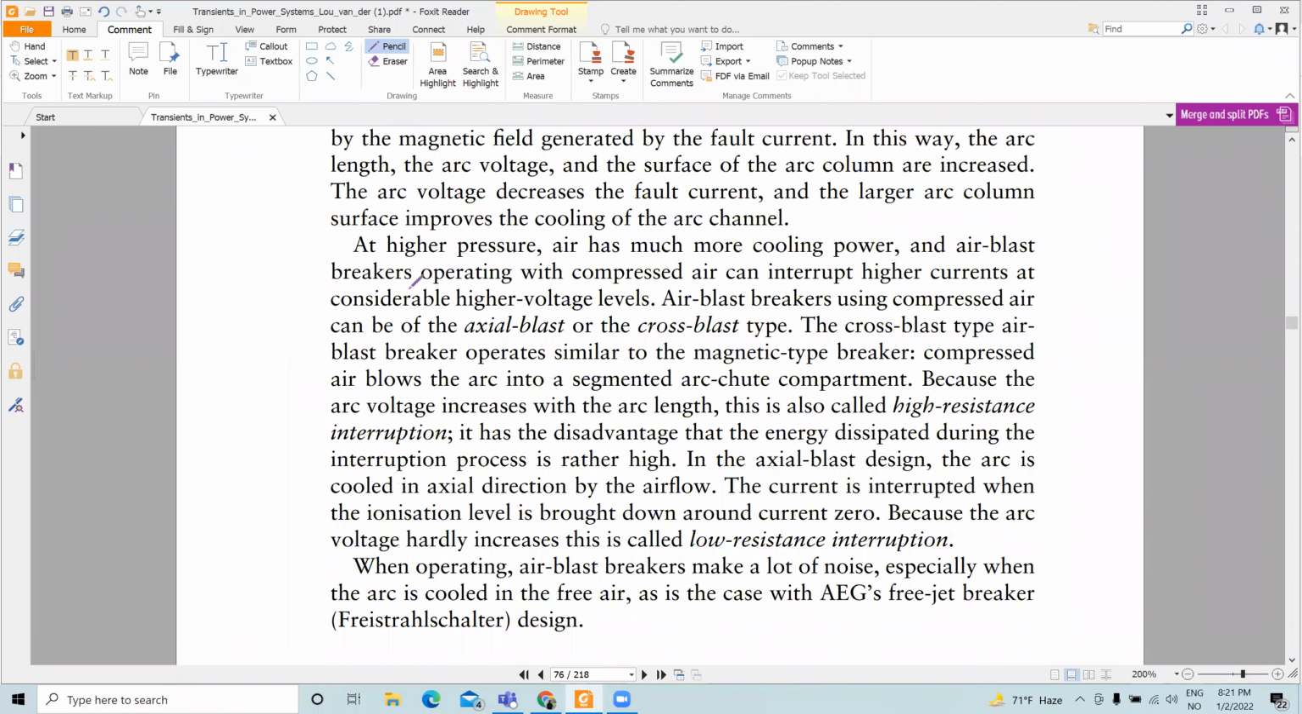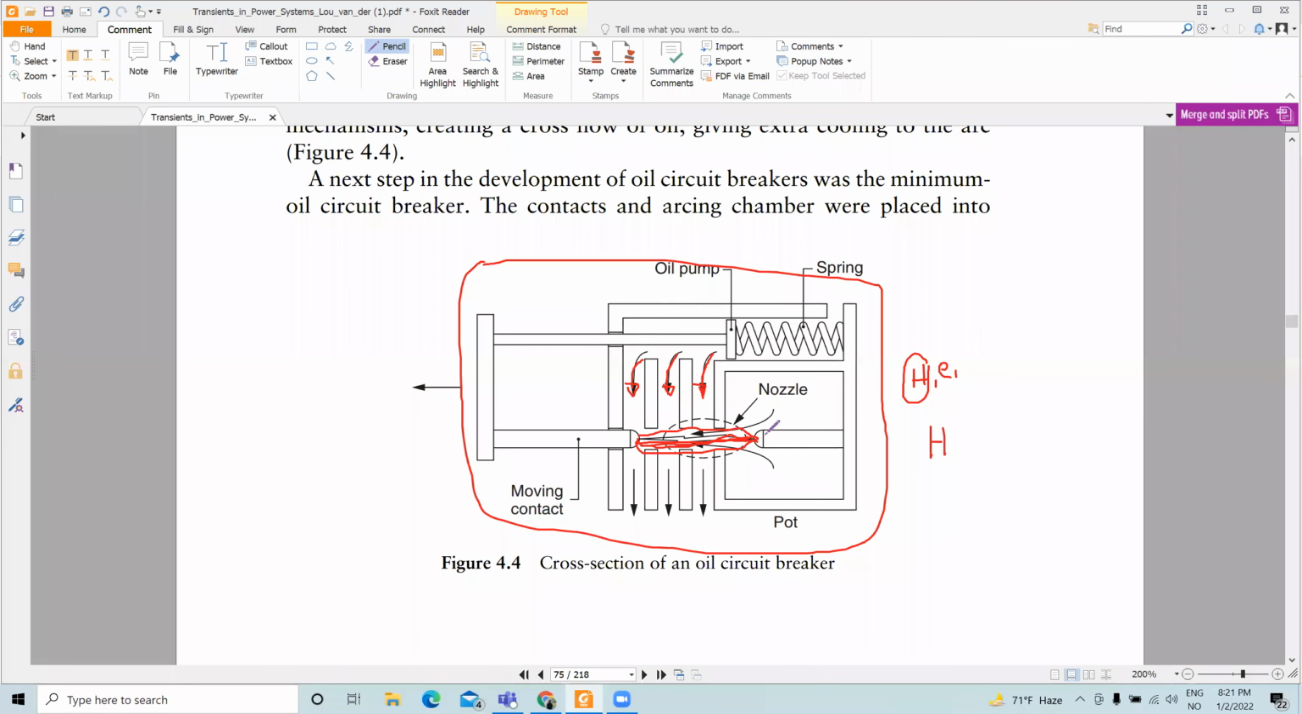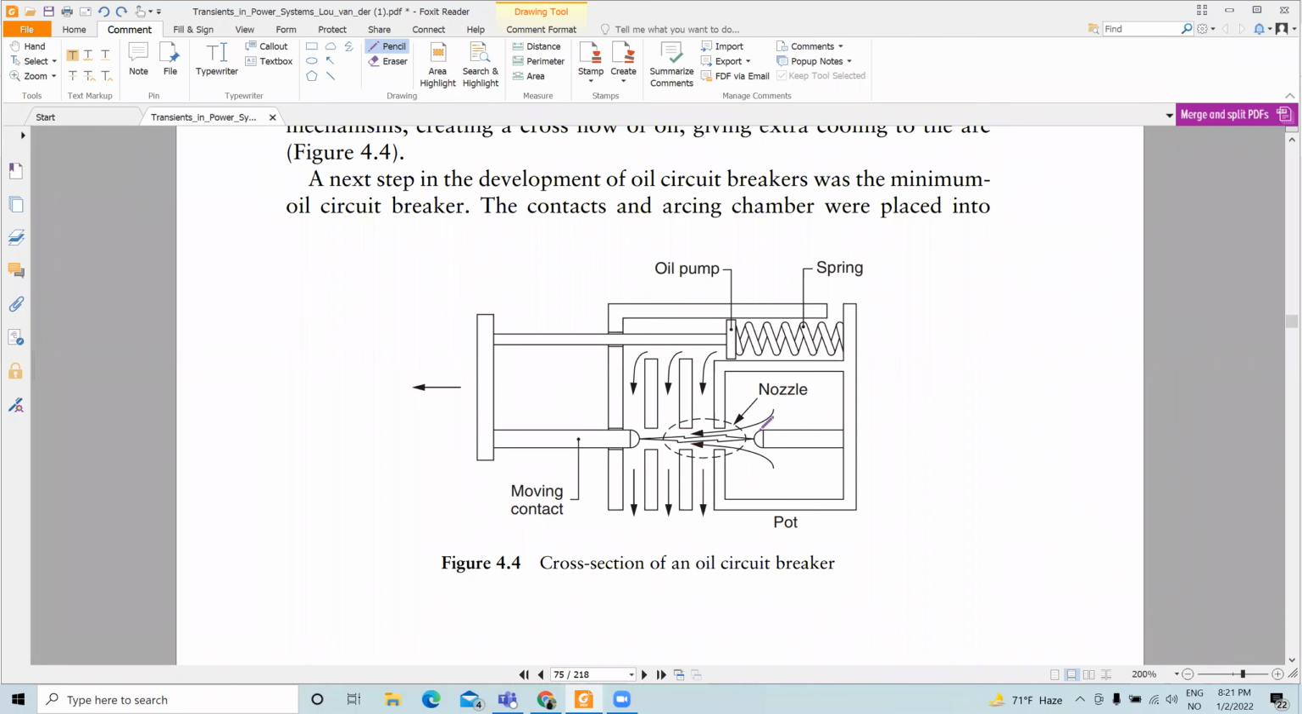Axial and radial means that if the flow of the blast is this way, we call it axial, because this is the axis. If the flow goes through the axis, we call this axial flow. It can be radial flow. The radial flow is like this: this is the axis, and if the flow is perpendicular to it, then it's called radial flow.